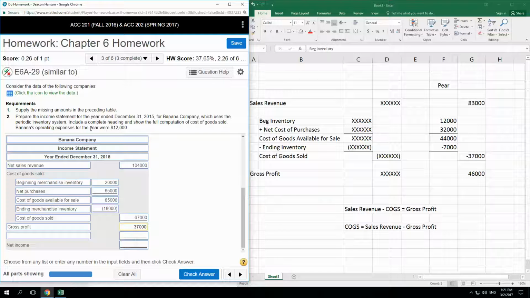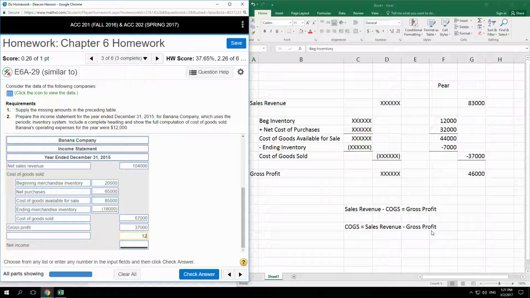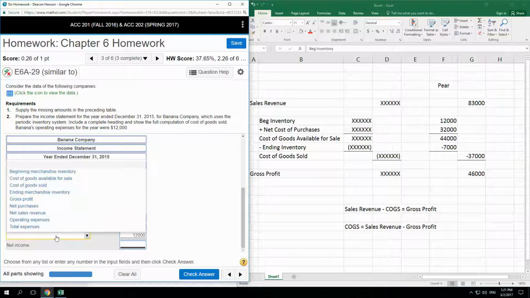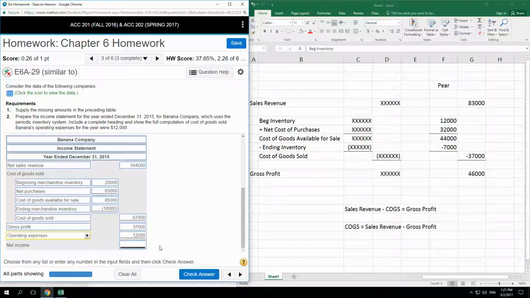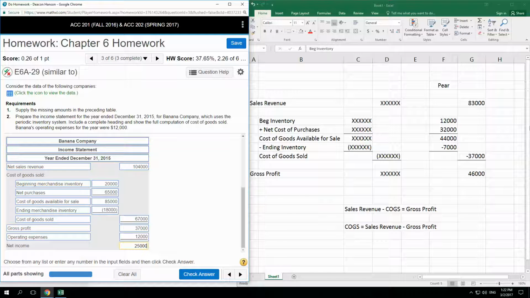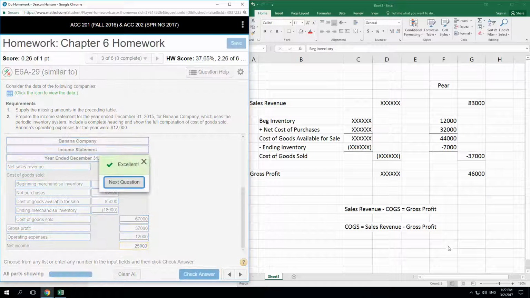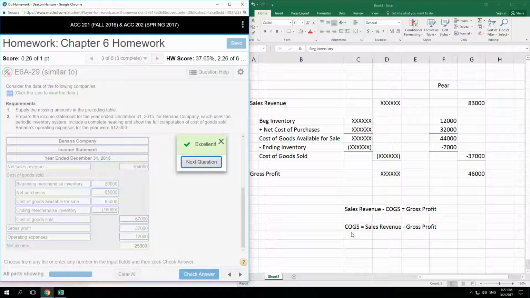Now they tell me that my operating expenses for the year were 12,000. So that's where we're going to use that 12,000 down here. Okay. That would be my operating expenses. And then if you subtract 12,000 from 37,000, and I'm not making this one negative. Maybe I need to, but I don't think so. Not in a real format. And that's the same over here, but it probably won't mark us wrong. We're going to get 25,000. And we can hit check answer. And we get excellent. Okay.